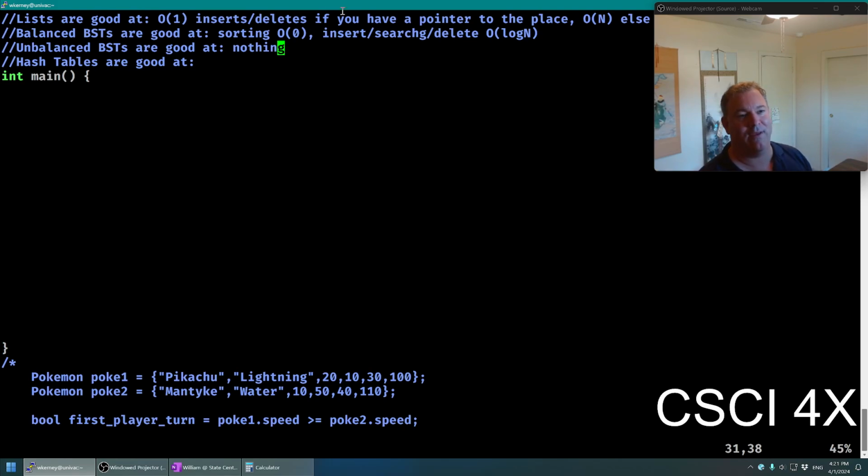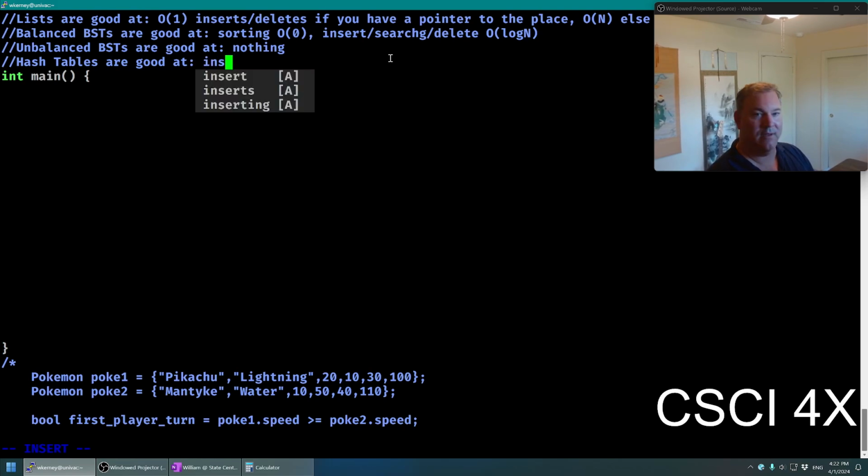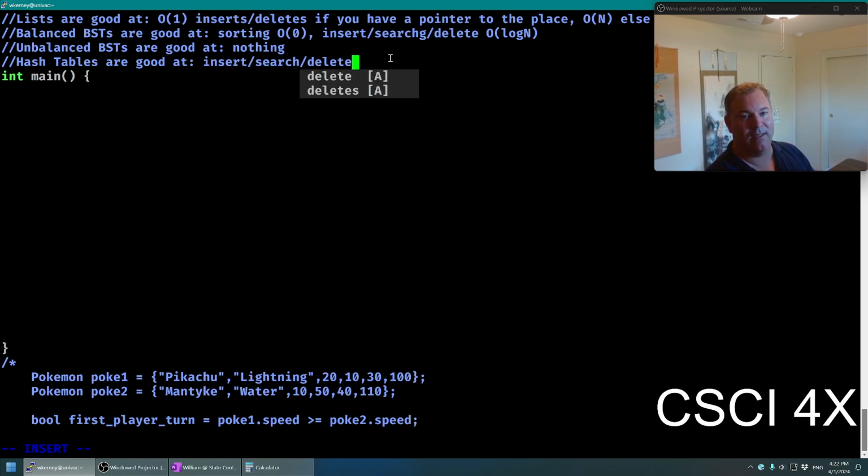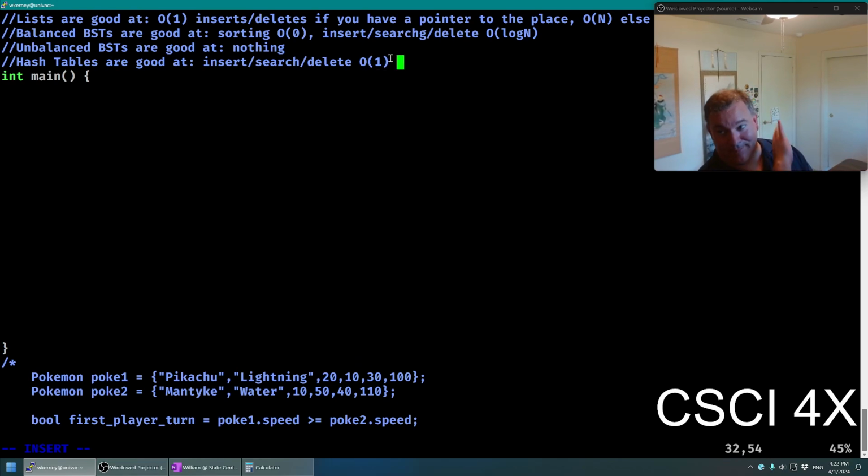Right. Everything a balanced BST does is order log n. Except for sorting. They're always sorted. Great. Hash tables are good at insert, search, delete, and they do this in order one time. In a single amortized order one time. In a single operation, on average, a hash table will be like, here's your data. That's good. It's pretty good. Where if you have 1 million people, it takes 20 steps to find somebody in a binary tree. Hash table can find it in 1 step.